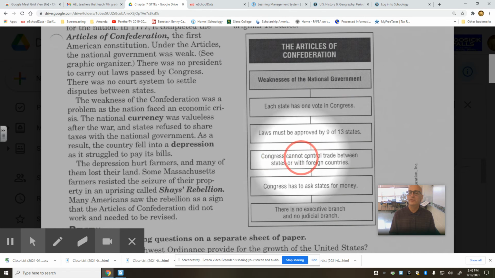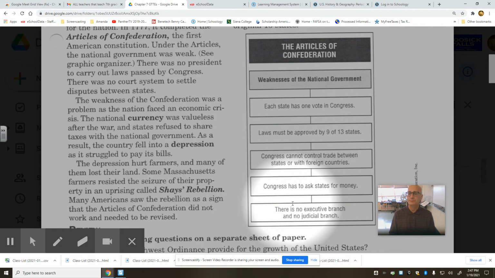Also under the Articles of Confederation, Congress cannot control trade between states or with foreign countries. There was no congressional control that would be able to be maintained over trading between the states or with foreign countries. Also, Congress had to ask states for money under the Articles. We talked briefly in the reading that states could not be compelled. They could not be forced to pay taxes to the national government. Congress had to ask states for money under the Articles.